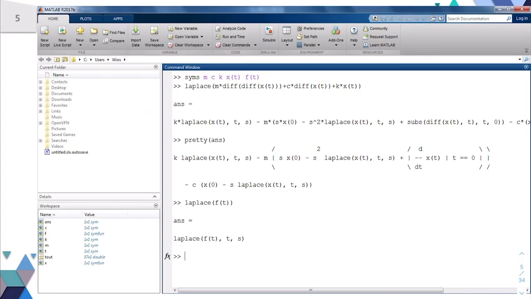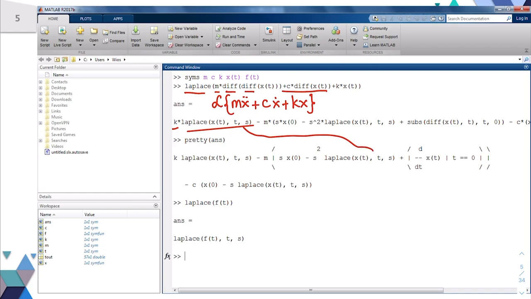And then let me show you how to obtain the Laplace transform of our equation. Have a look. This one is m diff diff, the double derivative, so it is actually m x double dot, plus c multiplied by diff x, which means c x dot, plus kx. The laplace means that I'm performing the Laplace transform of these terms. It results in k laplace x(t), which is k X(s). Remember that this is the Laplace transform of x(t). It transforms the function from the domain of t to the domain of s, so it will be X(s).